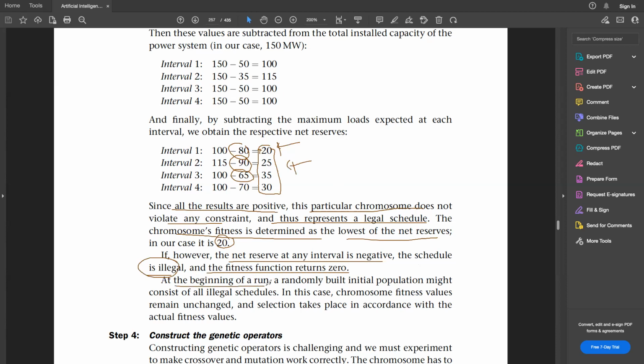So at the beginning of a run of the genetic algorithm, a randomly built initial population must consist of illegal schedules. In this case, the chromosome fitness values will remain unchanged, and then selection will take place in accordance with the actual fitness values. Okay, I hope most of you were able to understand this discussion on how we represent our chromosomes and how we calculate the net reserves, or the fitness.